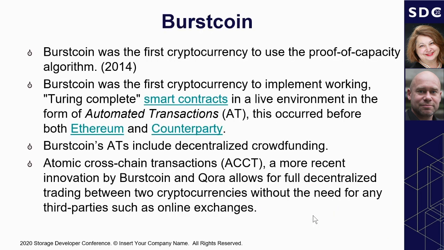Now let's talk about Burstcoin. Burstcoin itself was the first cryptocurrency to use the proof of capacity algorithm. And Burstcoin was the first cryptocurrency to implement complete smart contracts in a live environment in the form of automated transactions.